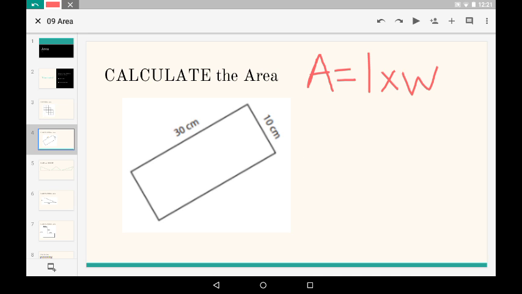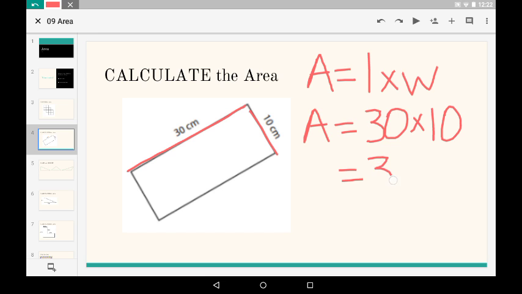Okay, so first you need the formula. Next, you put the numbers into your formula. So the length of this is 30 centimeters, and the width is 10 centimeters. So area equals length times width. A equals 30 times 10. If you multiply that out, you get 300. And then our units here are centimeters and centimeters. So our units would be centimeters squared.